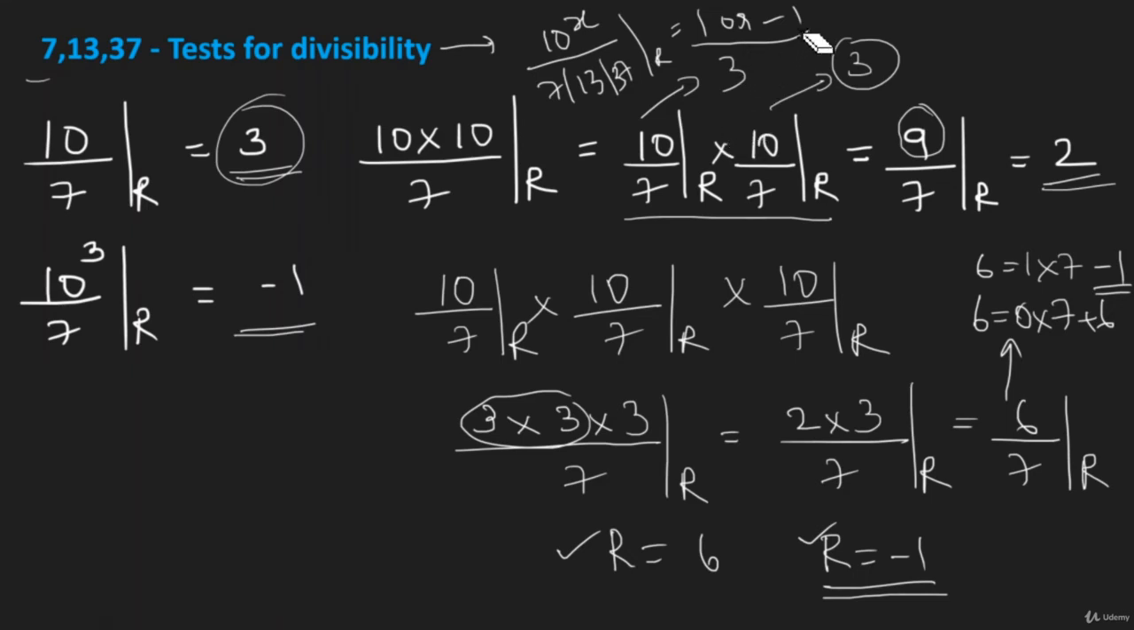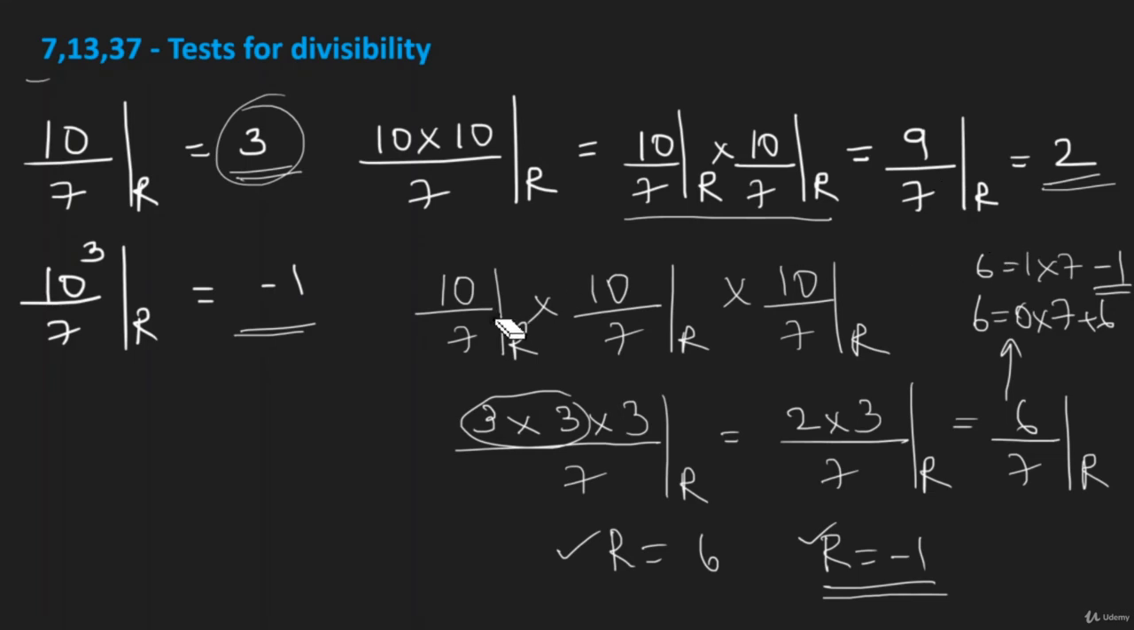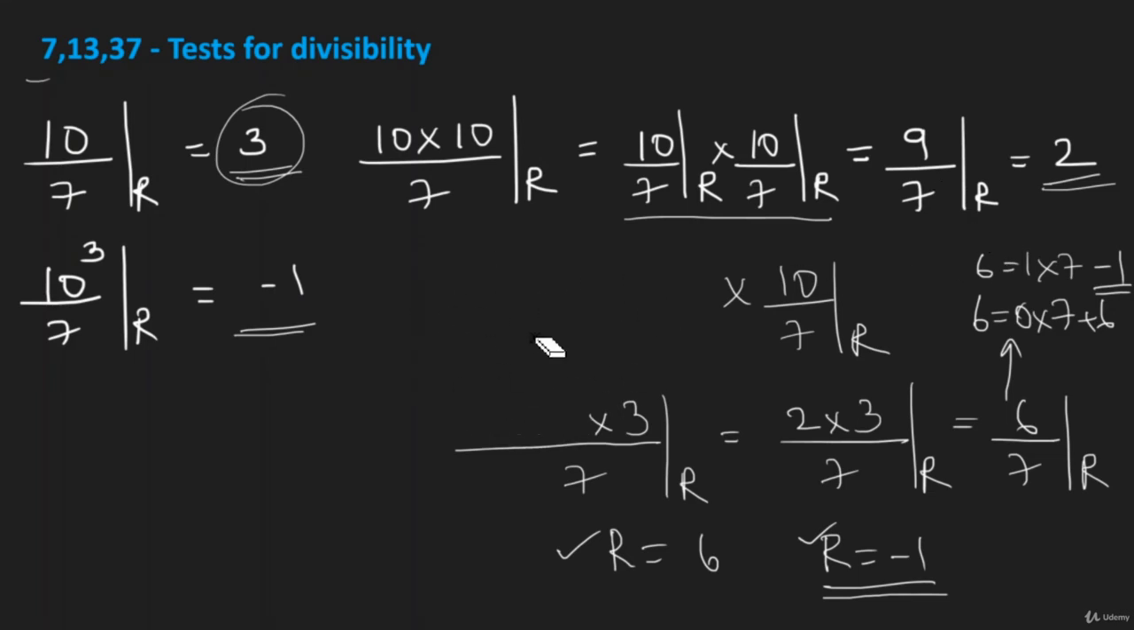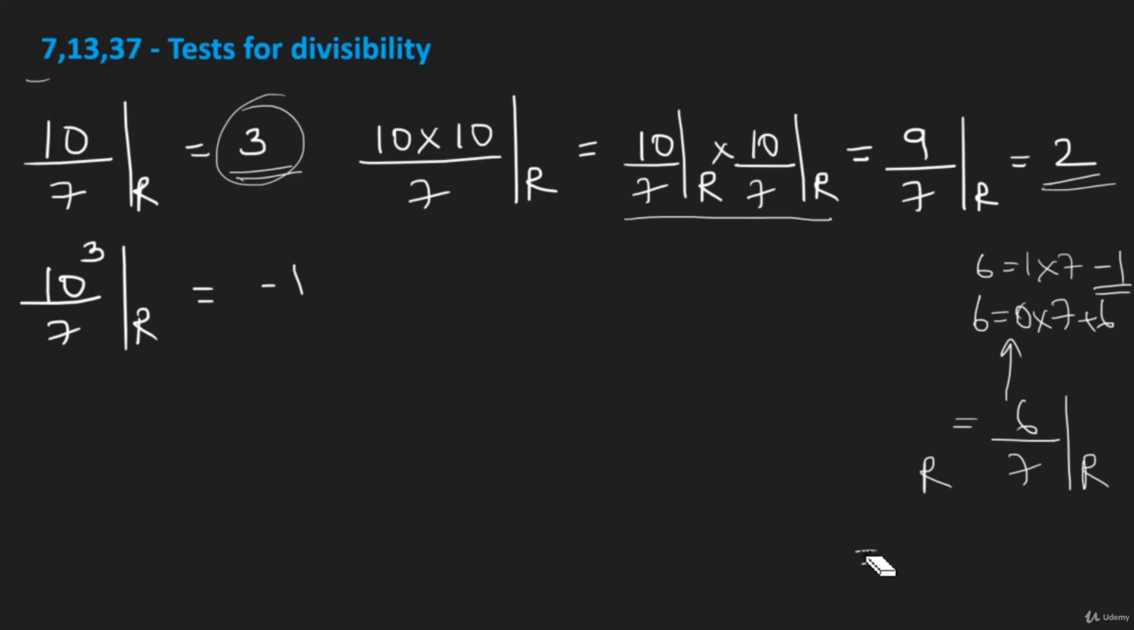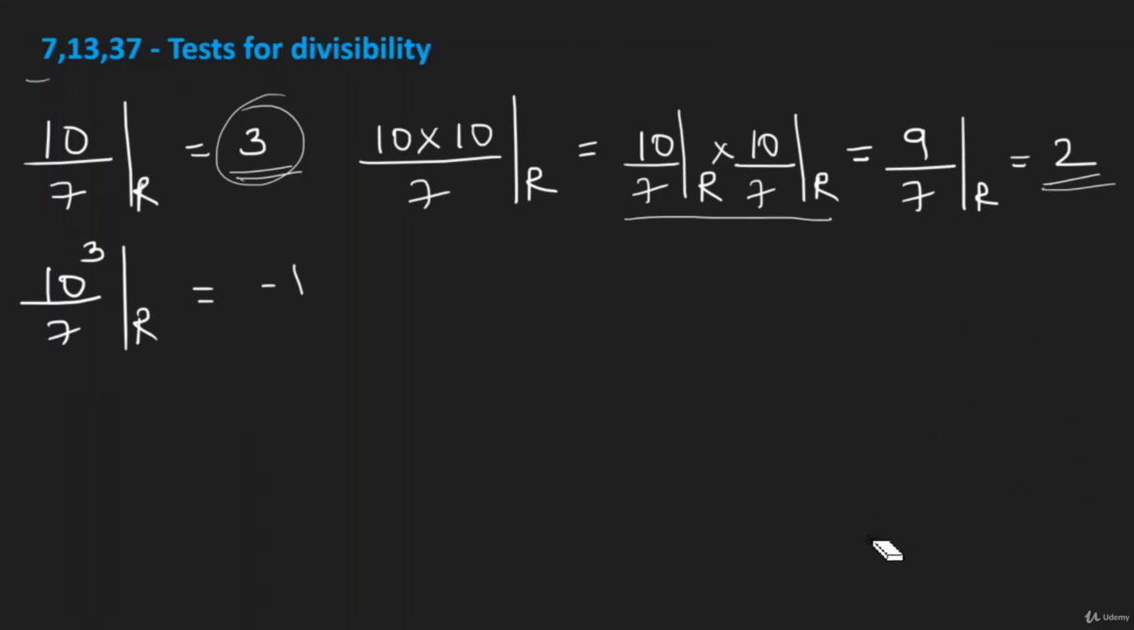Alright, let's move on. So I make some space over here, and we have found so far that 10 to the power 3 divided by 7 gives me a remainder of minus 1. I make a note of that. That's what I wanted to find out. Now we'll do the same thing for 13 and 37 so that we can write the rule for these three numbers together. Alright, let me note this over here. I have minus 1 over here.